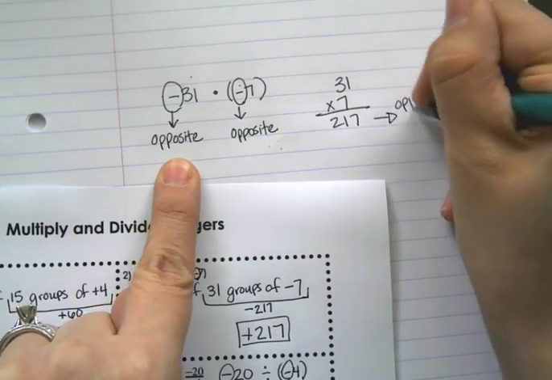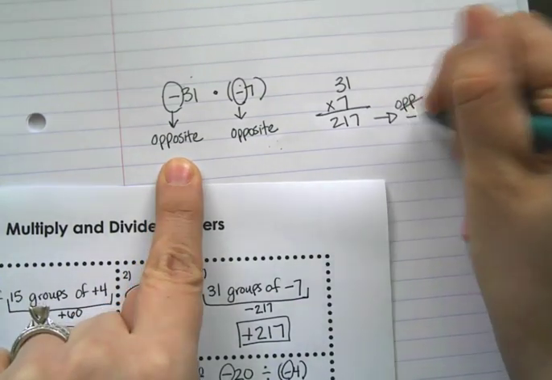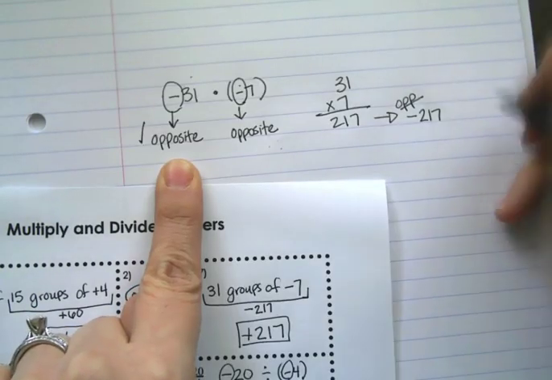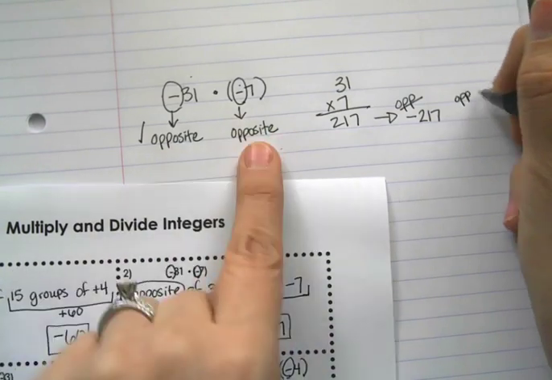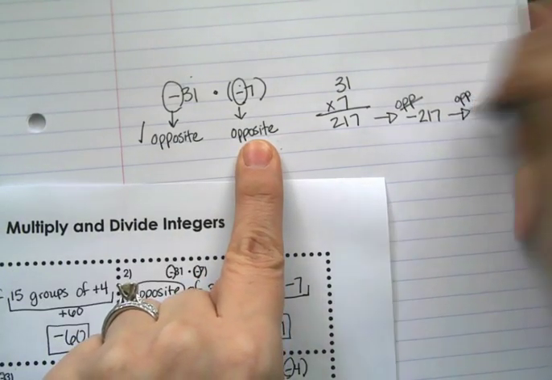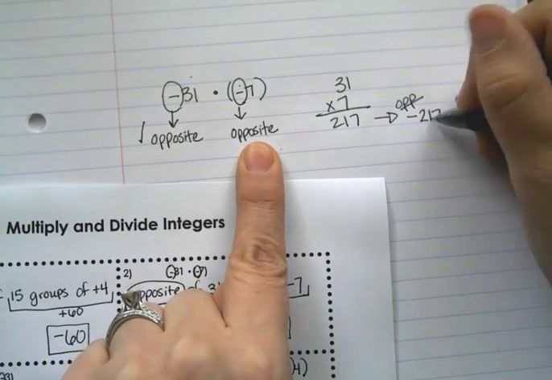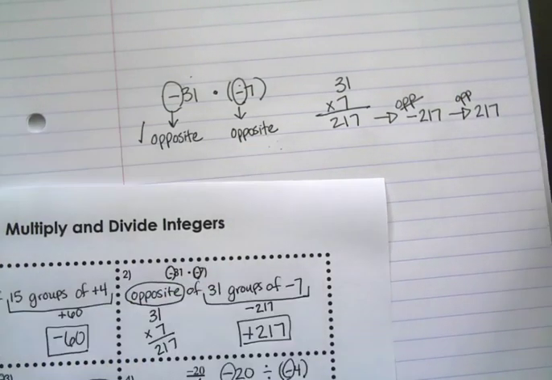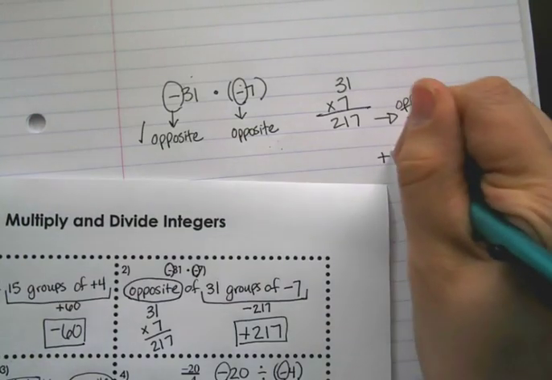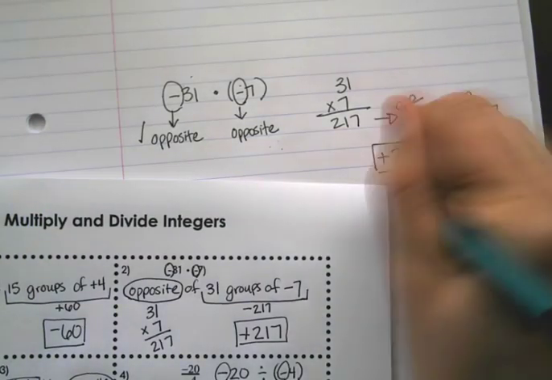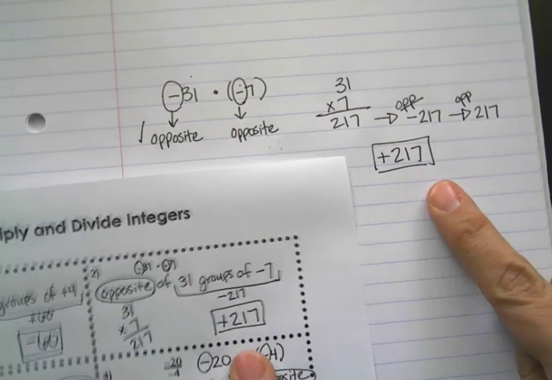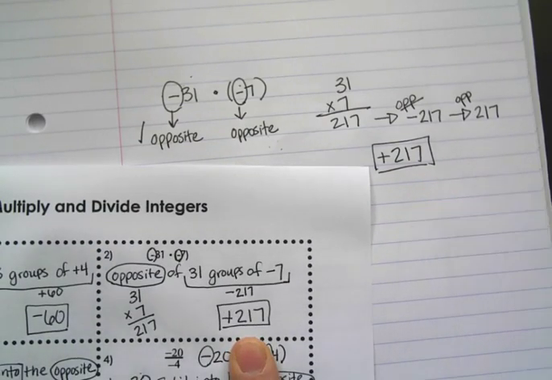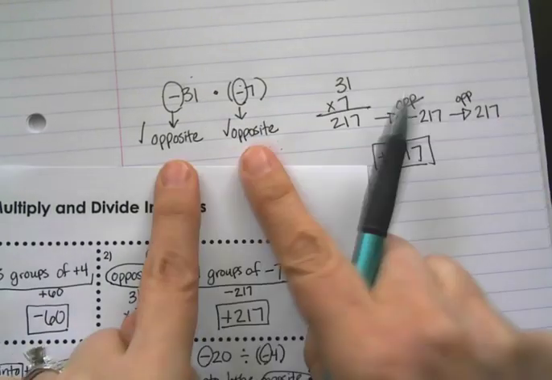So the first time I've taken an opposite of that, I'm going to end up with a negative value. So I've taken this opposite, and then I'm going to have to take the opposite of that value because I have another negative. So the opposite of a negative 217 is back to a positive 217. So my answer is again a positive 217, which is the same thing I got here, but I did it a little bit differently. So now I've had to do the opposite twice.